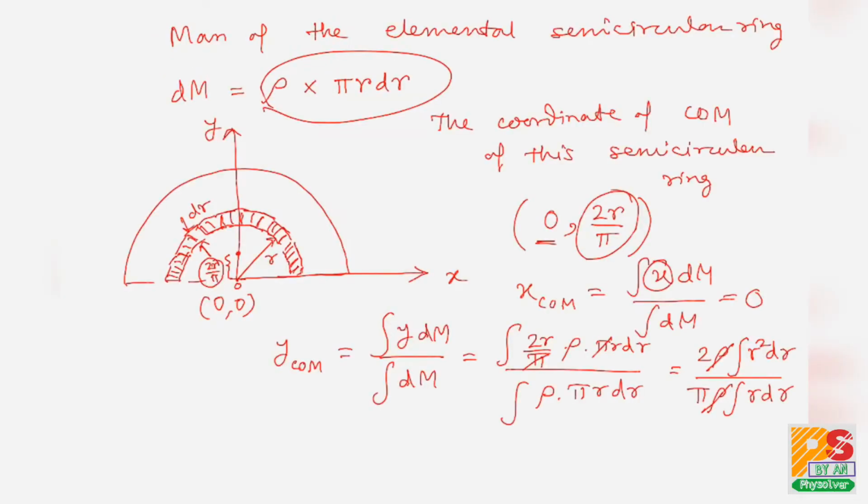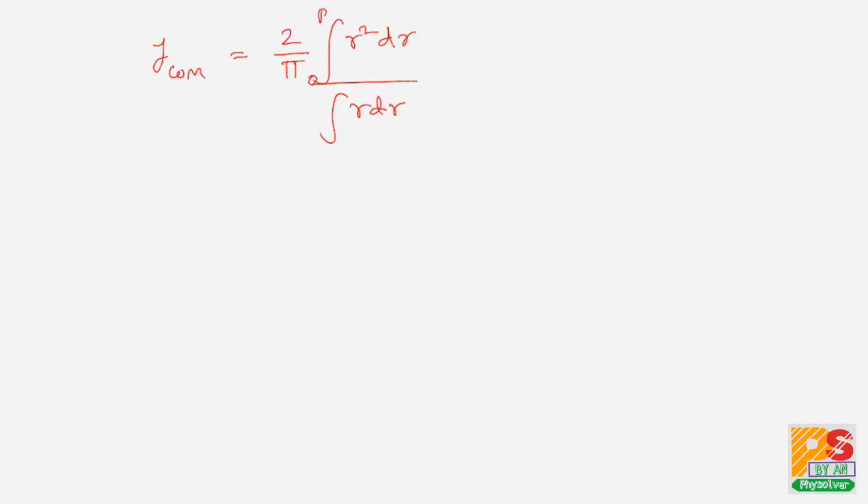Now let's come to the limits. The smallest possible ring has a radius of 0, and the maximum radius of the ring could be capital R. Therefore the limit is from 0 to capital R, that is the radius of the disc. So 2 by pi, this will come as r cube by 3, and this is r square by 2. Therefore we will get 4r by 3 pi.